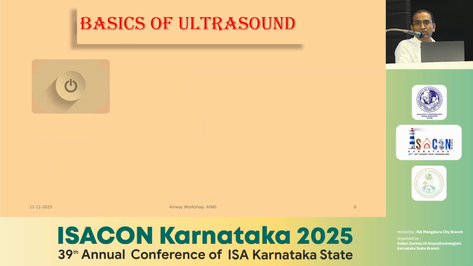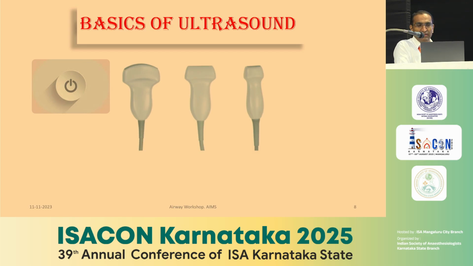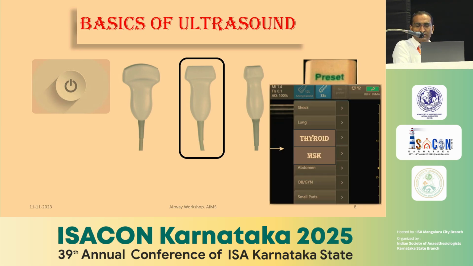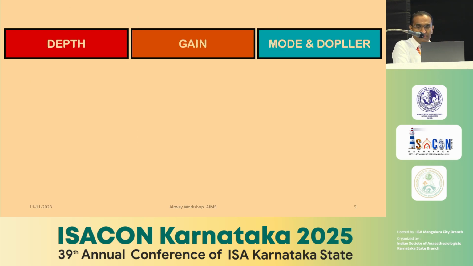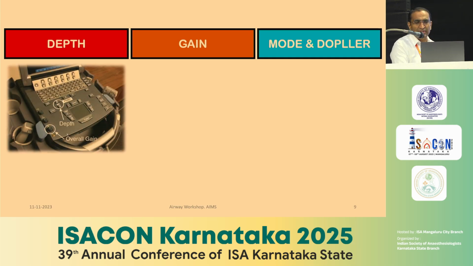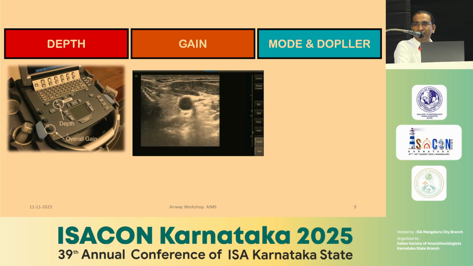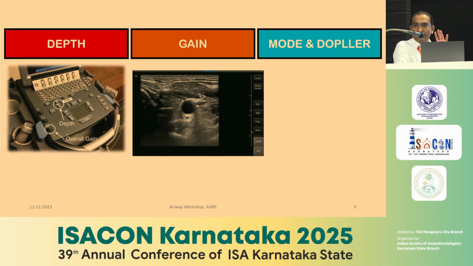Certain basics of ultrasound: as with your mobile, first identify where the switch on button is in your ultrasound. Choose the most effective probe. For airway ultrasound, it is always the high frequency linear probe. Look into the preset. The commonly used preset for airway ultrasound is either thyroid, musculoskeletal, or small body parts. Depth adjustment will usually be 3 to 5 centimeters. The gain should not be too dark or too light. Strike a balance between those two, which allows us to look at the image very clearly.